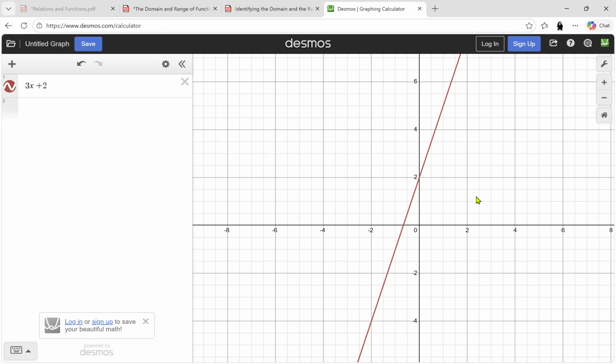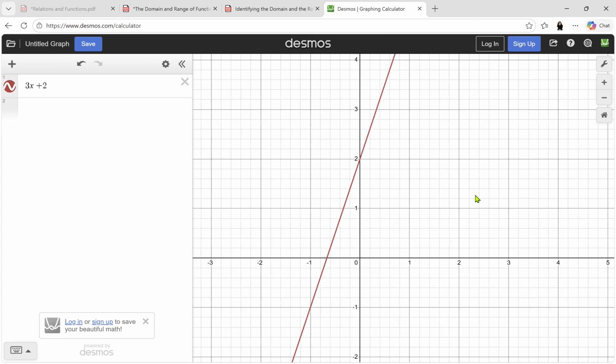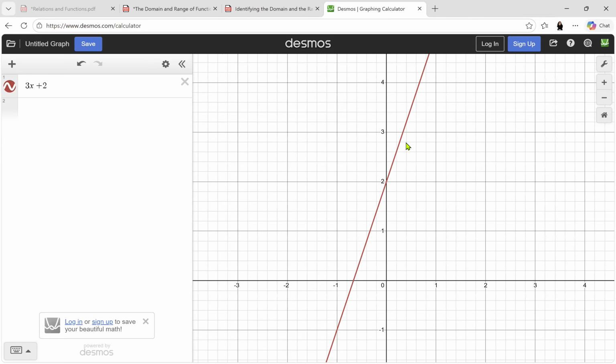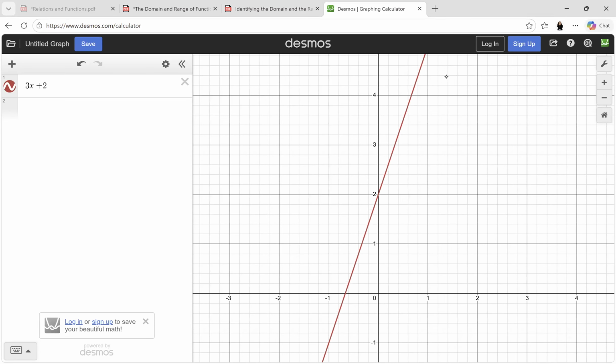All right, so let me show you. This is the graph of the function f of x is equal to 3x plus 2. Sorry, that's too thick. f of x is equal to 3x plus 2. And let me show you something.